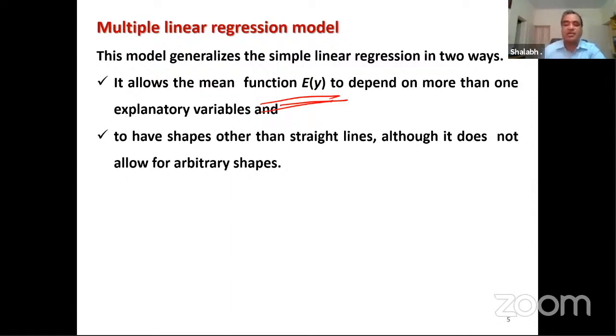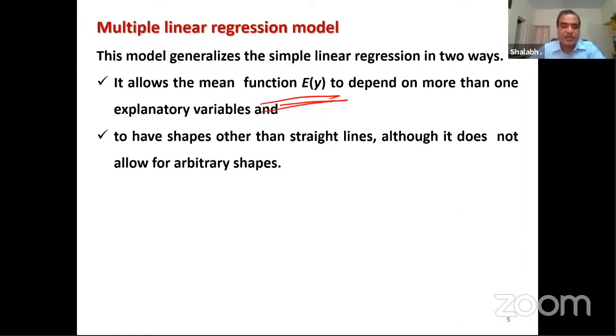One thing I can clear here: sometimes I use the word independent variable, sometimes explanatory variable. These are different terminologies for the same thing. Sometimes we use study variable, explanatory variable; sometimes dependent variable as y and independent variable x. So don't get confused. I do it intentionally so that you get familiar with as many terminologies as possible.